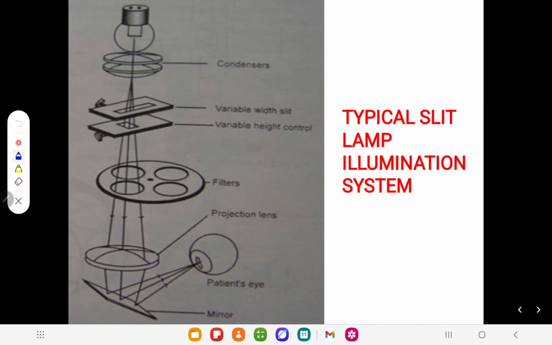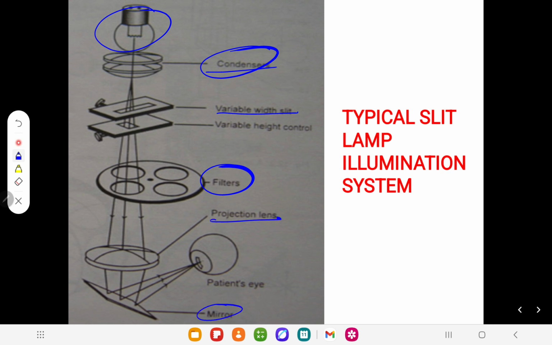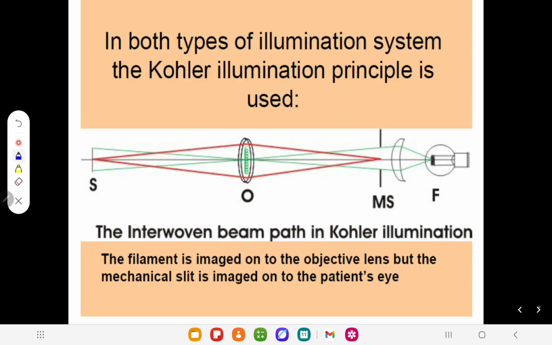What is the illumination system? Basically, there is one bulb, and that bulb passes through the condensing lens. The bulb sends diverged light, and we need the condensing lens, and from the condensing lens there is a variable width slit, because the slit controls the width and height of the slit basically, and it passes through the filters, because filters are very important for clinical cases. We have to see a lot of different cases and a lot of different filters are definitely useful. Then light passes through the projection lens and to the mirror, and the mirror reflects to the patient's eye. Okay, that's a rough idea.